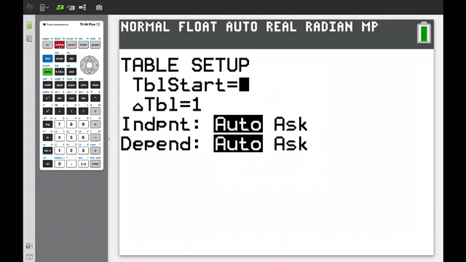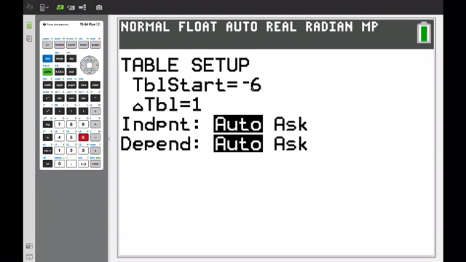So we're going to set up the table, and we're going to tell our calculator what we want our table to look like. Look on your paper. Do you see how your table starts at negative 6 and goes negative 4, negative 2, negative 1, 0? We want our table to start at negative 6, so I'm going to type in negative. Make sure you don't do the minus sign, do negative 6. And in this triangle, it means delta, or the change. And so how much do you want your table to change?